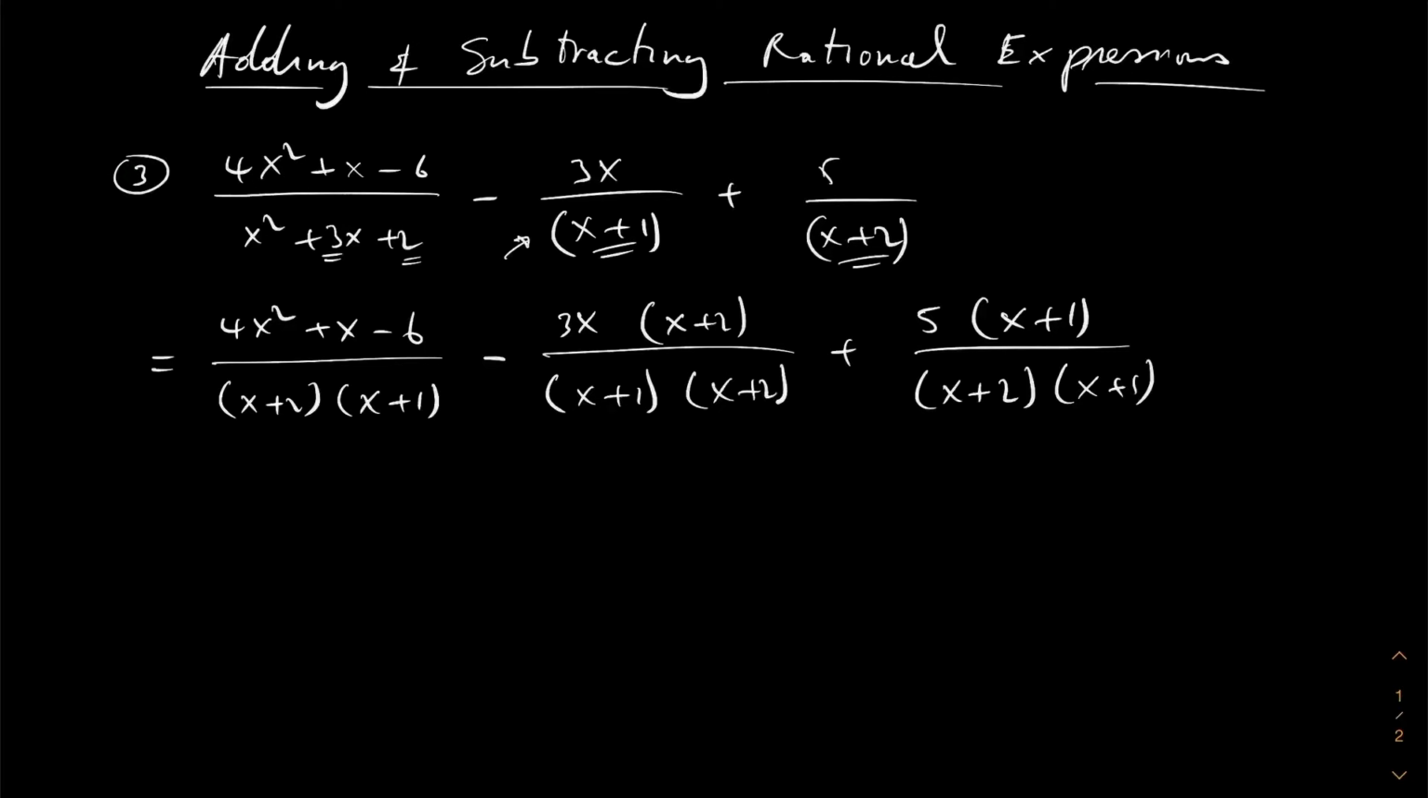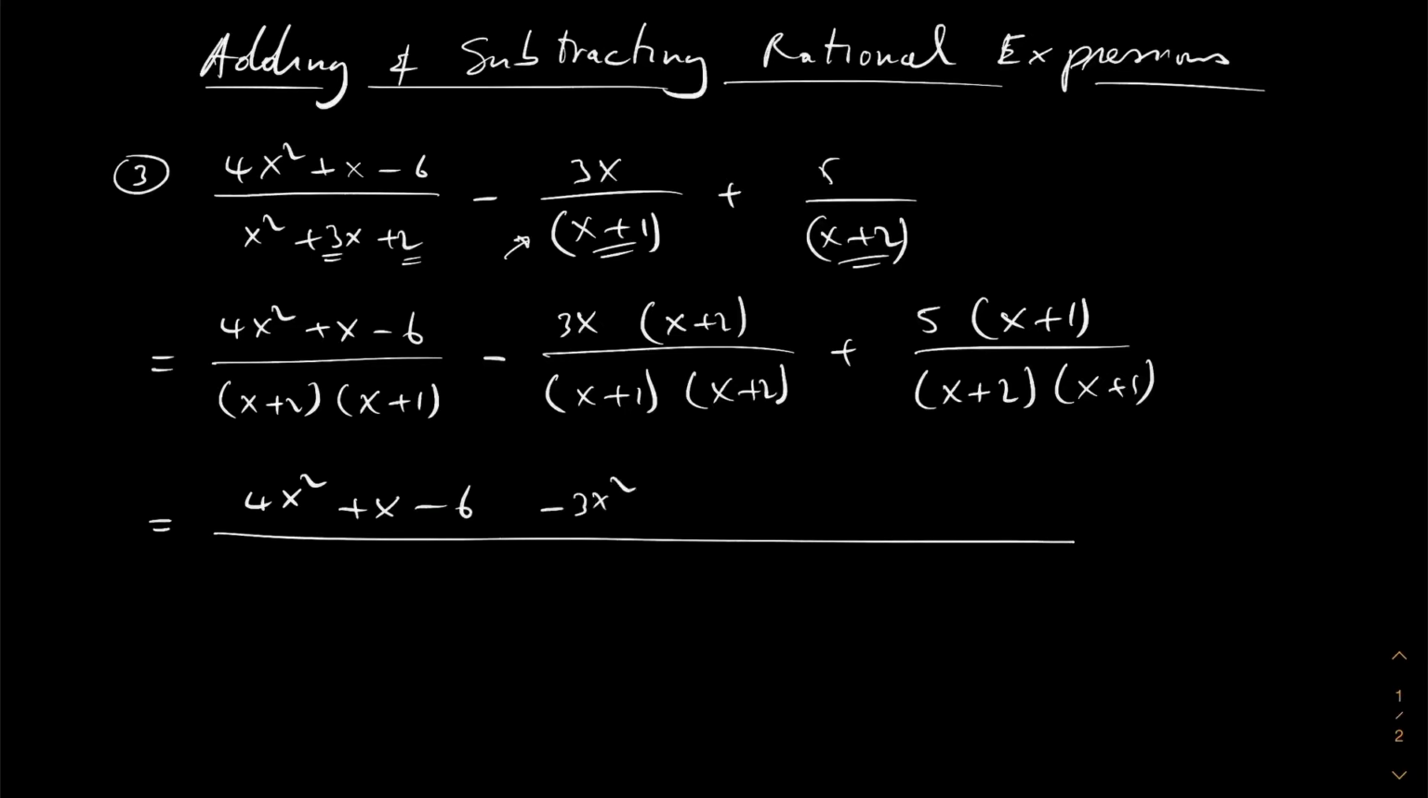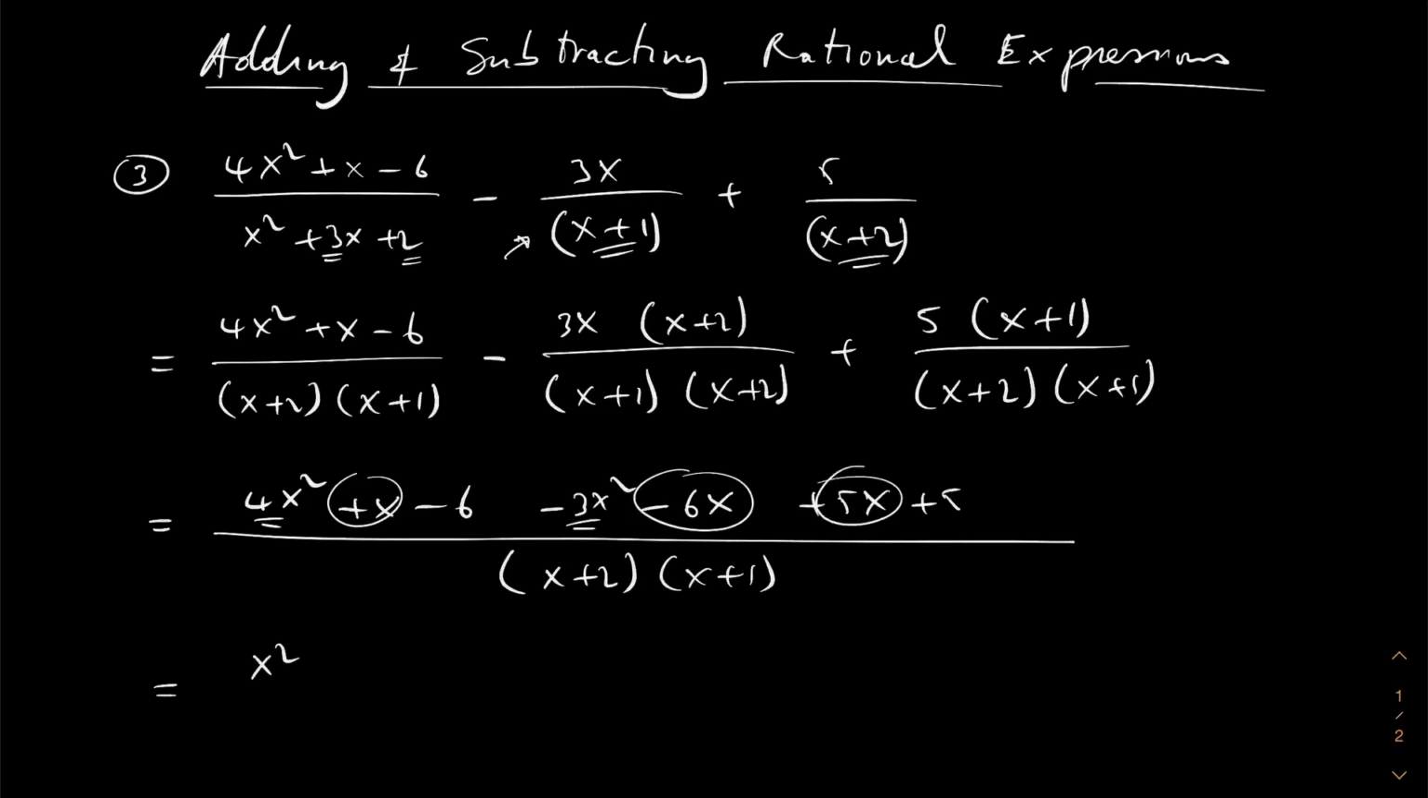Next step here, we're going to subtract and add all numerators while keeping the denominator the same. So we're going to have 4x squared plus x minus 6, minus 3x squared minus 6x, plus 5x plus 5, divided by x plus 2 times x plus 1. And so as you can see here, 4x squared and negative 3x squared is going to give us x squared. Negative 6x plus 5x is going to give us negative x. And then negative 6 plus 5 is going to give us negative 1. And so that's going to be divided by x plus 2 times x plus 1.